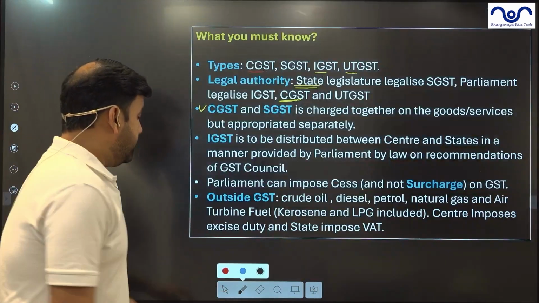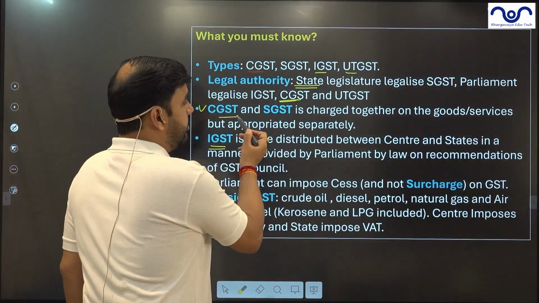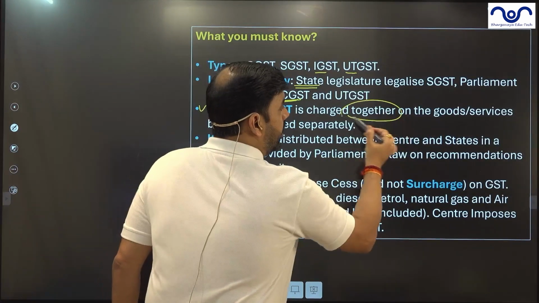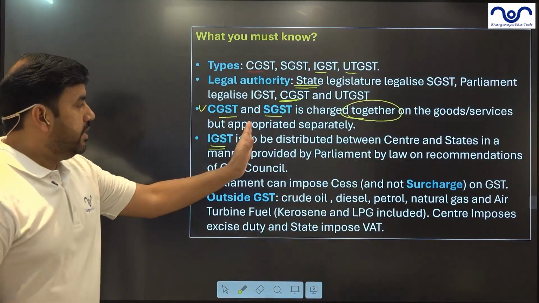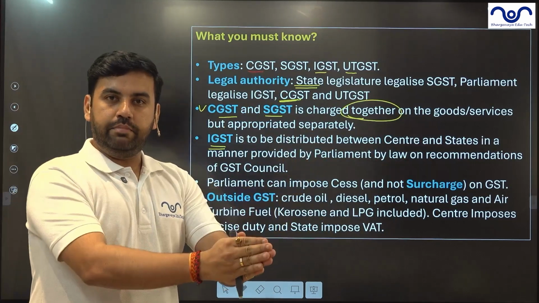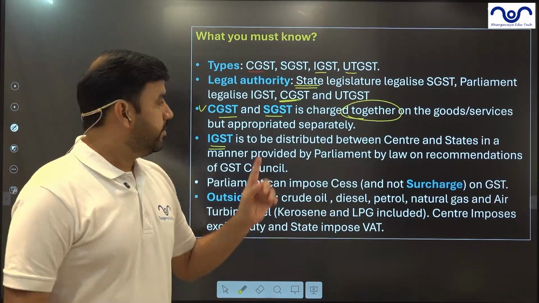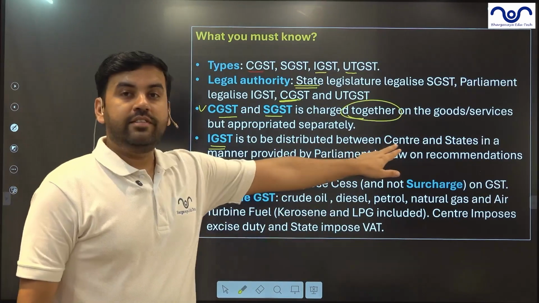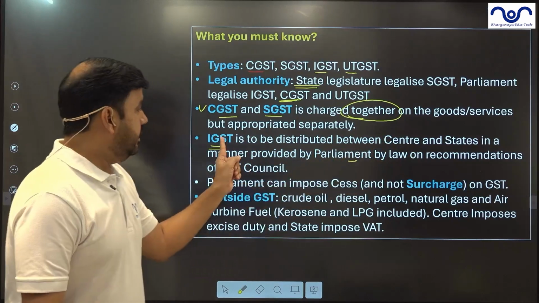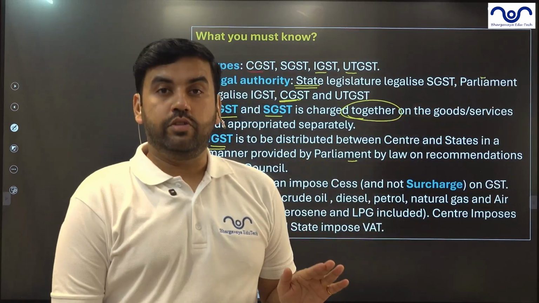Now, given this, IGST, number 1, center and the state together. Please remember, the word is together. They charge taxes together but appropriate separately. The tax is imposed together as 18%, but then they appropriate, that is, they keep their own respective share. IGST is to be distributed between center and the state in the manner it is provided by the parliament, because IGST is created by parliament. State cannot decide how it is going to be distributed.